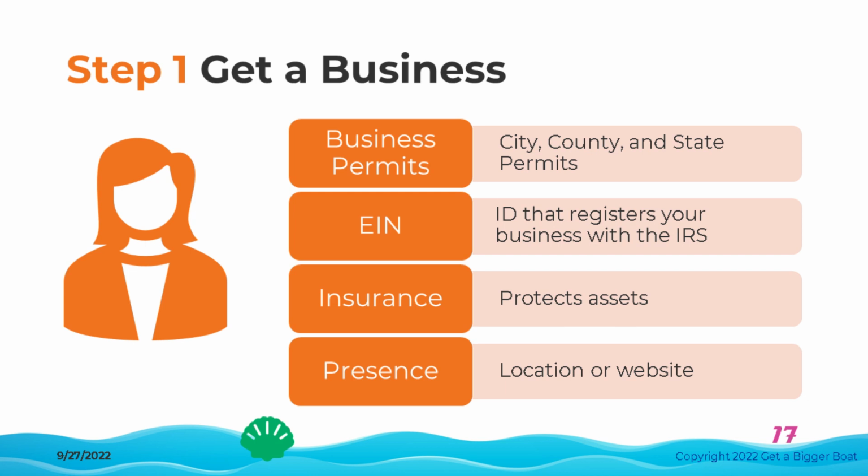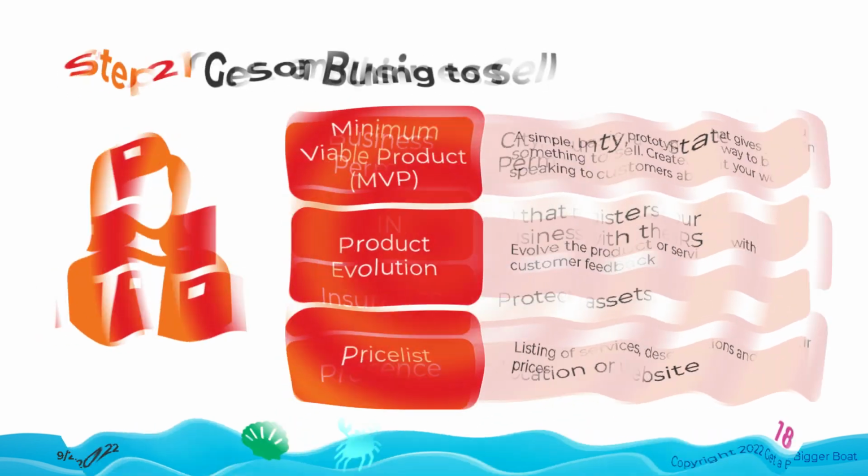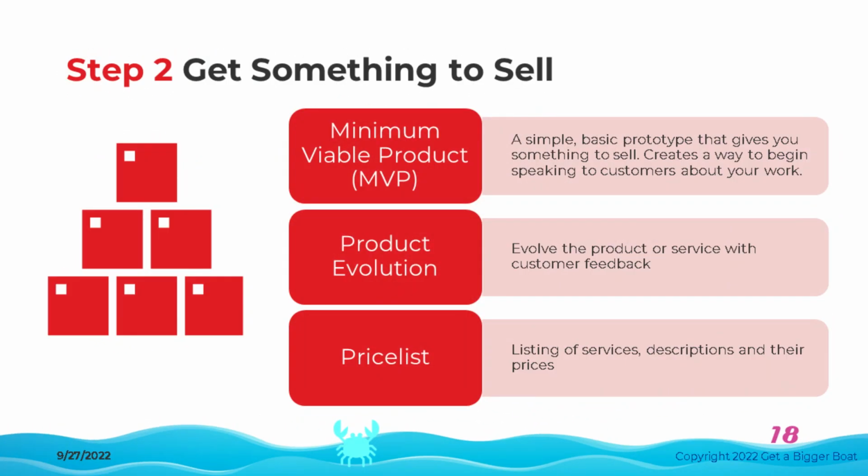You can establish a physical location or an online presence through a website. Many cities have business incubators, or you might find affordable space within a cooperative, such as an antique mall that rents out booth space. Once you have your business, you create what's called a minimum viable product. You sometimes see this abbreviated as MVP. A minimum viable product is the most basic prototype of what you will sell.